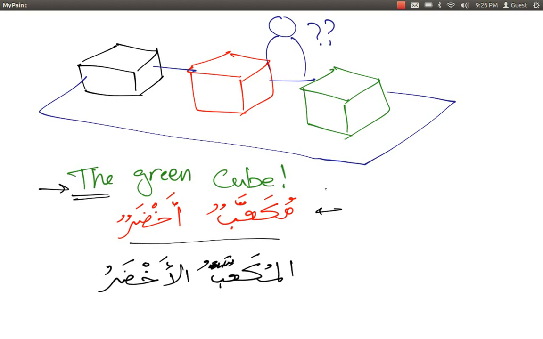Now, this should be fairly simple. What if I want to say a green cube? Just a green cube, right? Basically, that sentence is just this one: مكعب أخضر. So basically, for these sentences, if you just write them and write the translation just below them, you basically have the right translation. Let's take one more example.